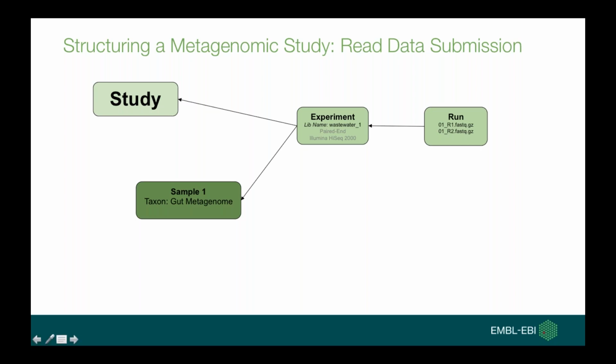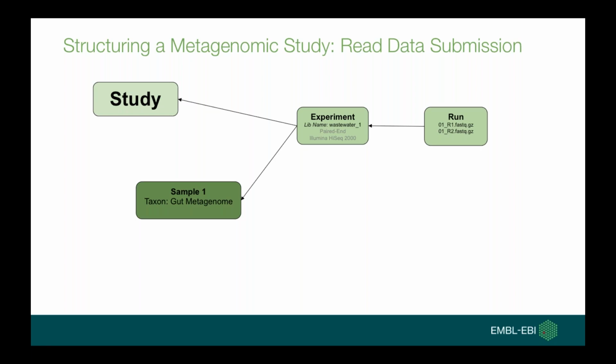The experiment also has the run pointing at it. So you can see this describes the file names. In reality, there would be a full path to an address in an FTP directory, but I've just included some example file names here for brevity. So this is about as simple a study as you could submit to ENA.